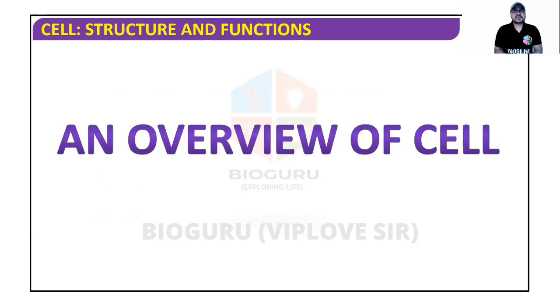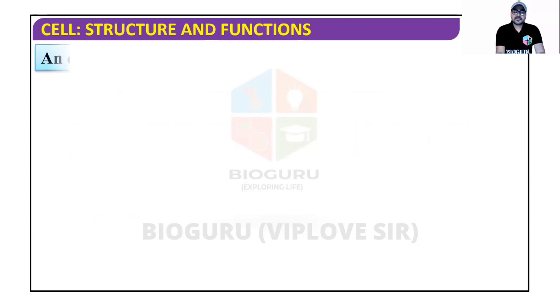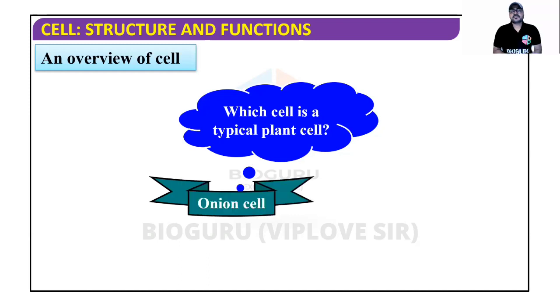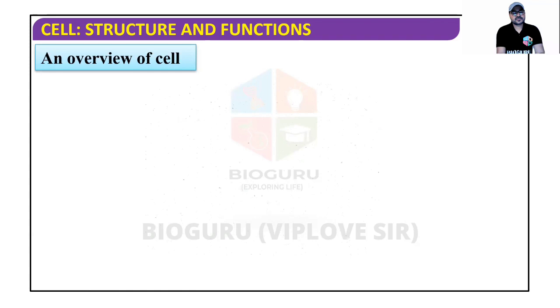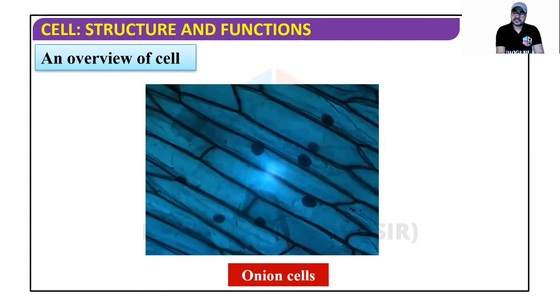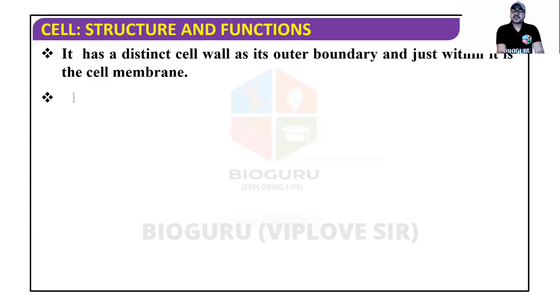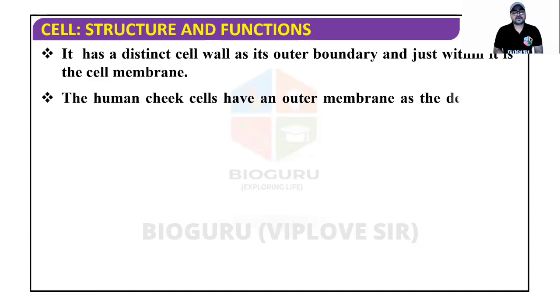Good. So now we will discuss an overview of the cell. And which cell is a typical plant cell? That is onion cell. So now you can see the structure of onion cell in this diagram or picture. It has a distinct cell wall as its outer boundary, and just within it is a cell membrane. The human cheek cells have an outer membrane as the delimiting structure of the cell.